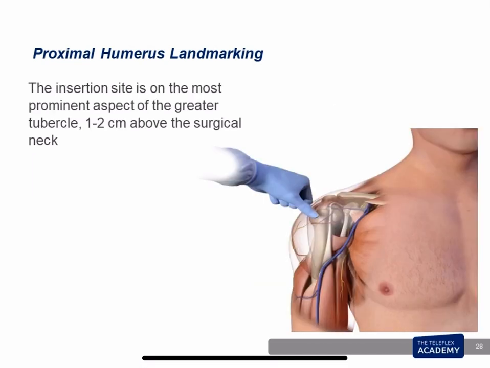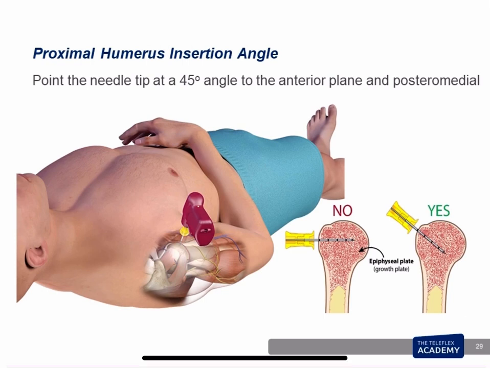Once you feel that surgical neck, the insertion site will be 1 or 2 centimeters above that on the most prominent aspect of the proximal humerus, which is the greater tubercle or greater tuberosity. So I've shown you how to landmark and how far up and down the arm to place the IO. Again, to review, it's 1 or 2 centimeters above the surgical neck.